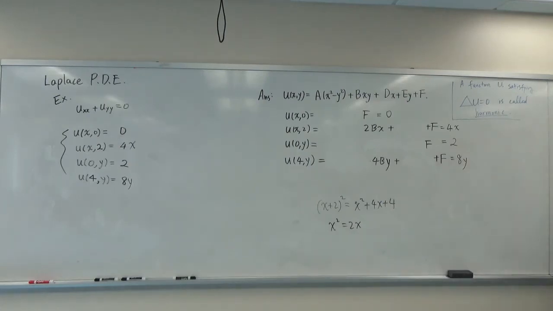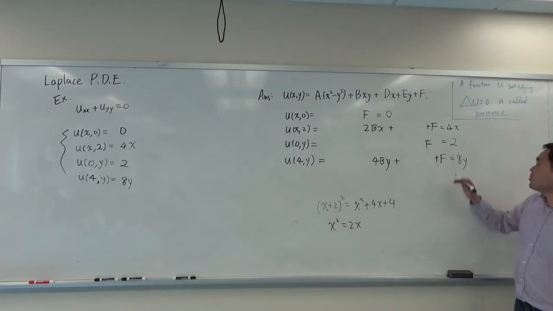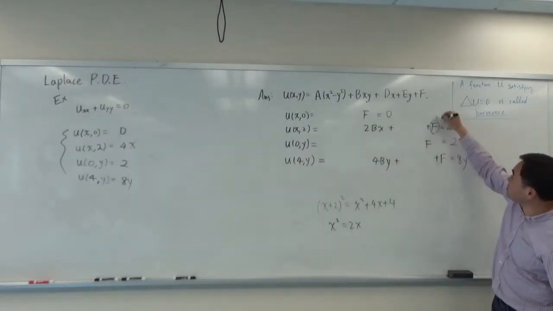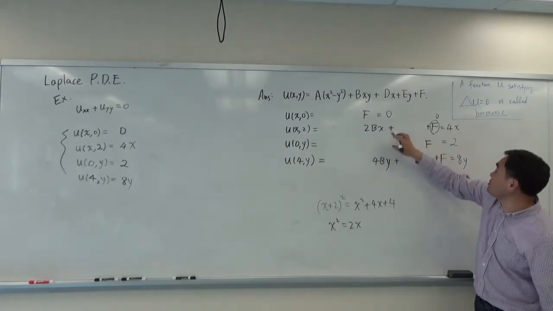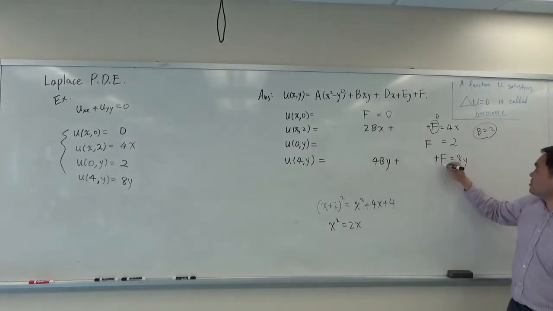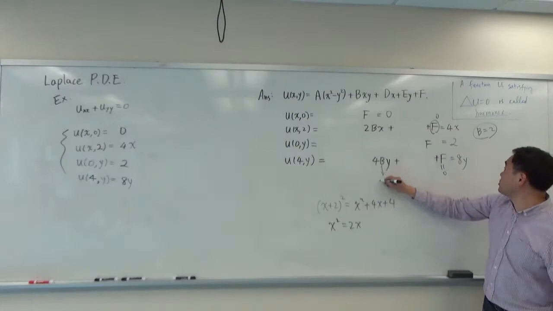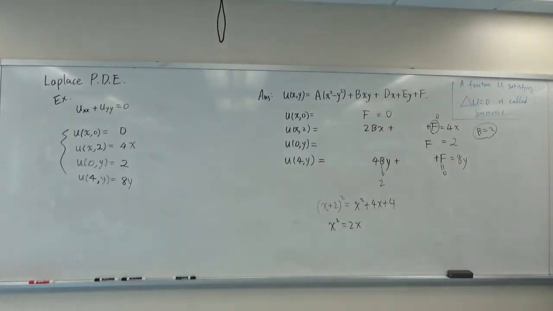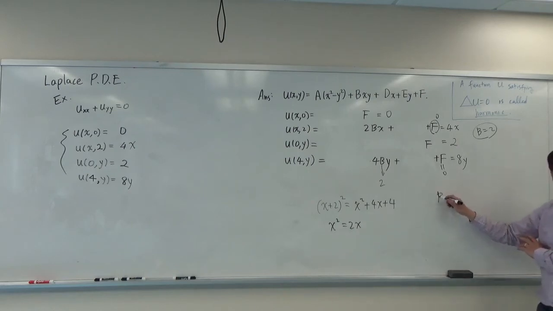So here's my dilemma. For these two to be equal as functions, f must be 0, because there's no constant term. And 2b must be 4, so b must be 2. For these two to be equal as functions, this has to be 0, and b has to be 2. That works out. Now, are we able to satisfy all the boundary conditions? No, we can't, right? However, we can make the most out of it. So what do you want the value of b to be? 2.